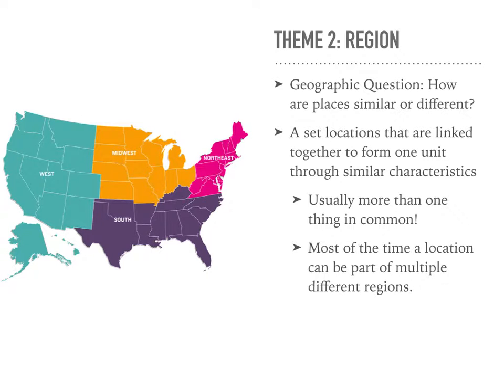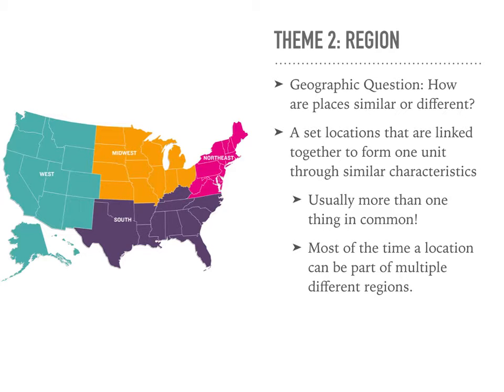Usually when you group a place and call it a region, it has to have more than one thing in common. For example, when we talk about the South, all the states in the South are normally grouped together because they have a similar history, but also because they have similar landforms, similar elevations, similar climates and weather patterns, similar wildlife, similar types of demographics, all that stuff. So they all have multiple things in common, therefore they're grouped together in one region.